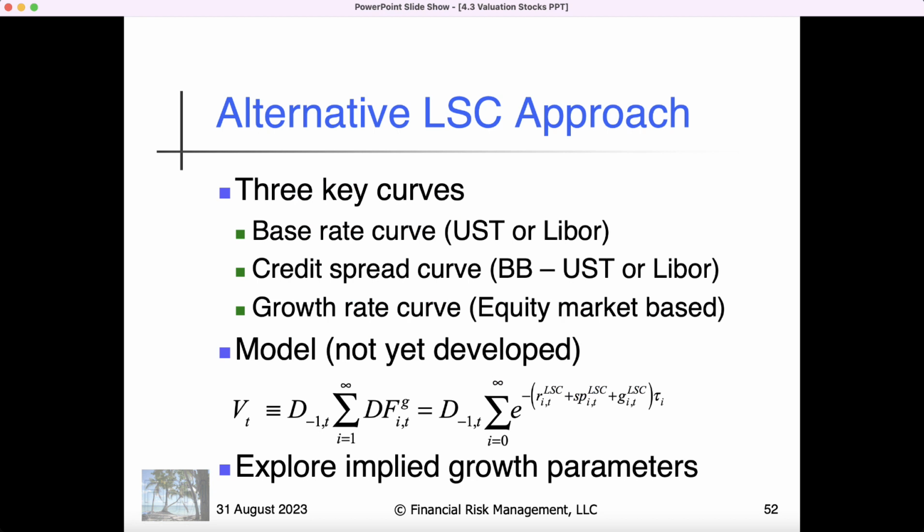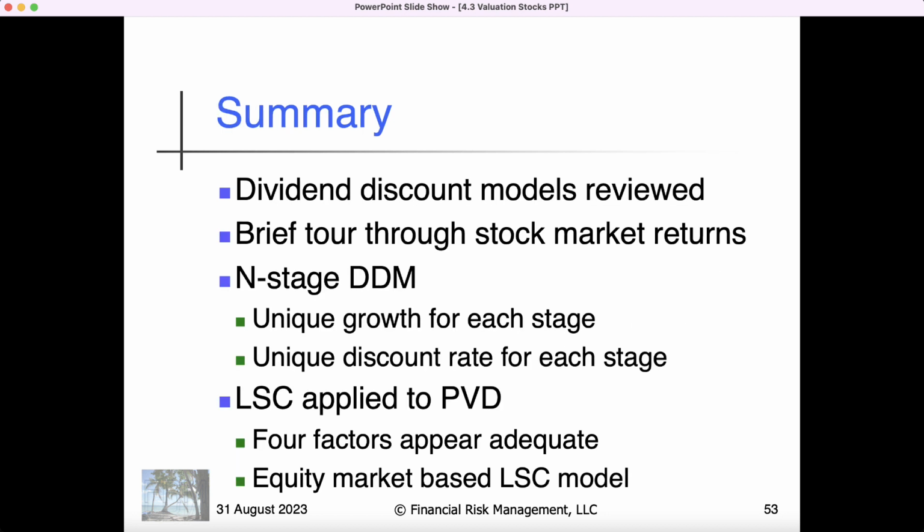So, an alternative LSC approach: there are three key curves. There's the base curve, say U.S. Treasury. There's a credit spread that we saw with corporate bonds, double B minus Treasury. And then we could look at the spread over the double B rate, which is equity market based. So we have the base curve, the credit spread, and then the net of the equity risk premium and the growth rate. We're going to explore the implied growth parameters with this model.